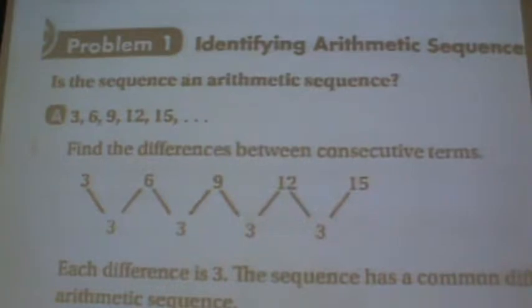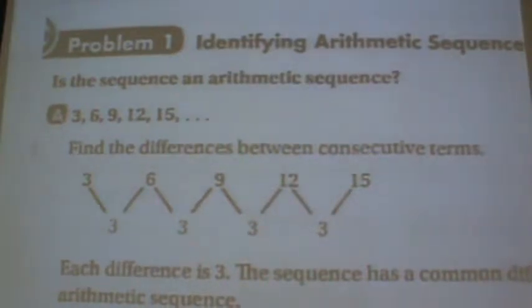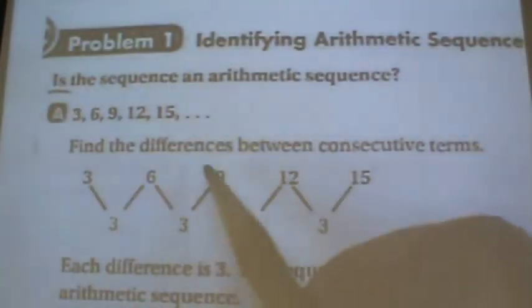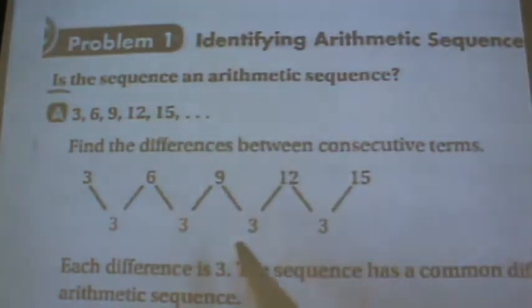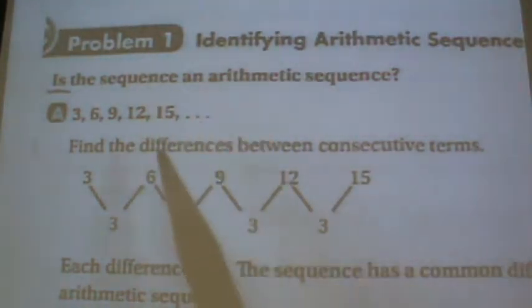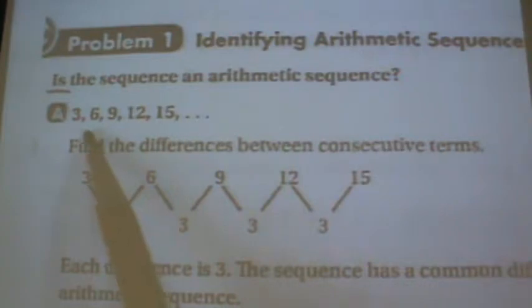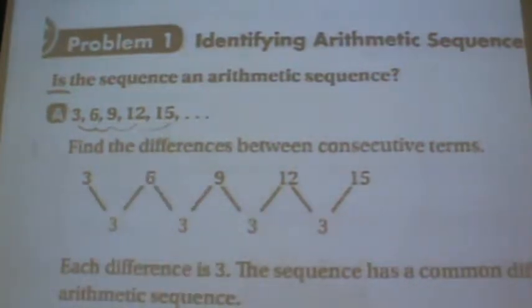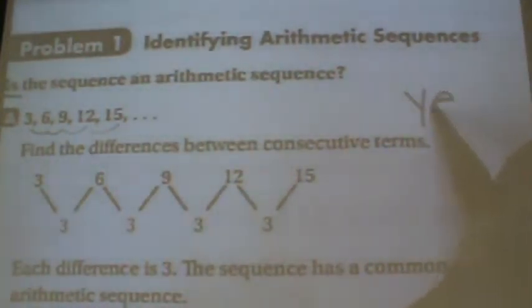So let's look at our first example. We just did this one. The question says, is this arithmetic? And the answer is yes. We figured it out. Why is it arithmetic? Because you're adding 3 to each term. So yes, this one is arithmetic.